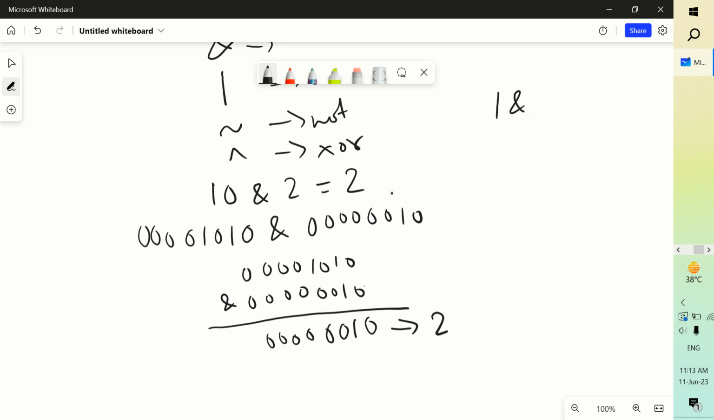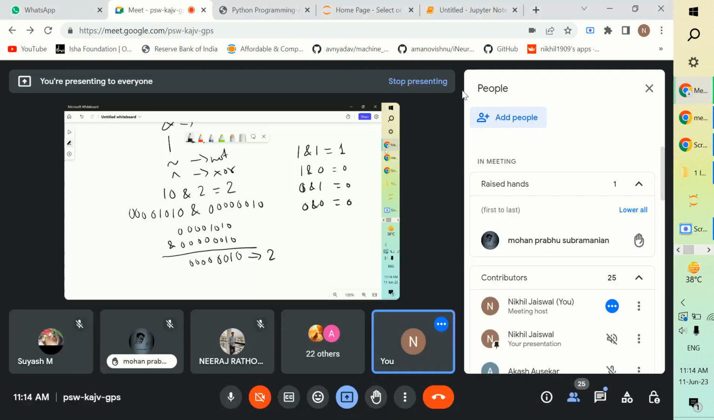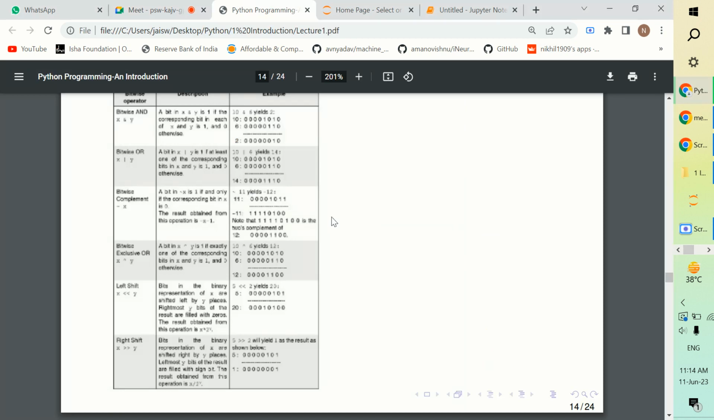So 1 and 1 will give 1, 1 and 0 will give 0, 0 and 1 will give 0, 0 and 0 will give 0. Okay. So this was bitwise AND. I think a table should be there. Yeah, this table is there.